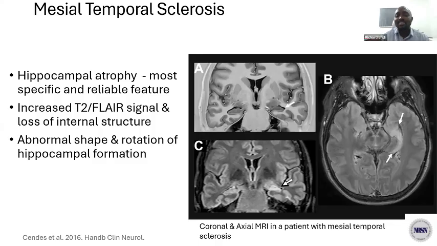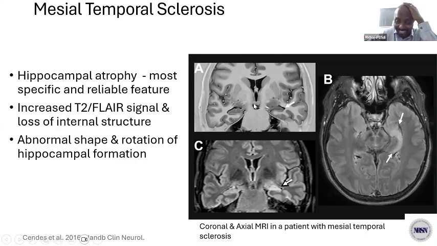Hippocampal sclerosis, which is the most common form of mesial temporal sclerosis, tends to be one of the most common causes of treatment-resistant epilepsy and also MRI negative focal epilepsy. Hippocampal sclerosis is characterized by hippocampal atrophy, which is the most specific MRI characteristic. The other common one is increase in T2 or FLAIR signal.